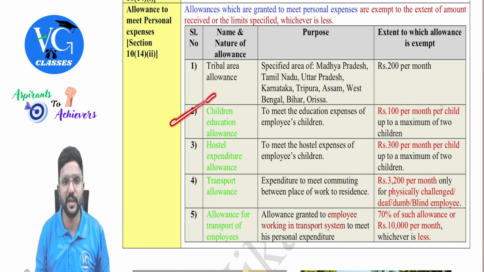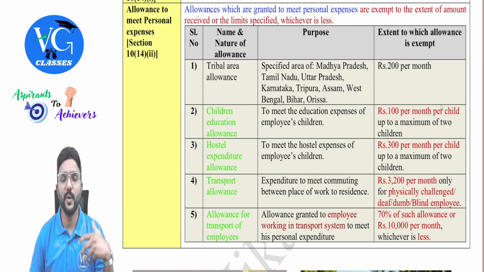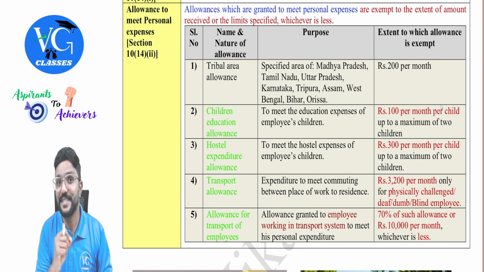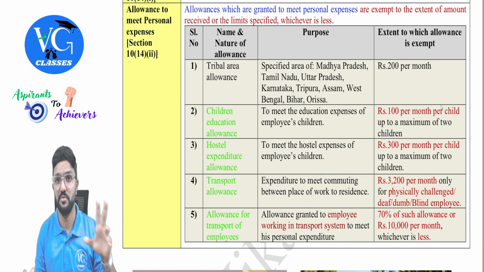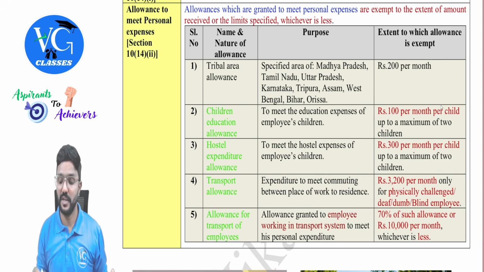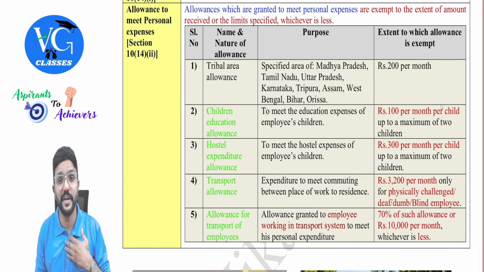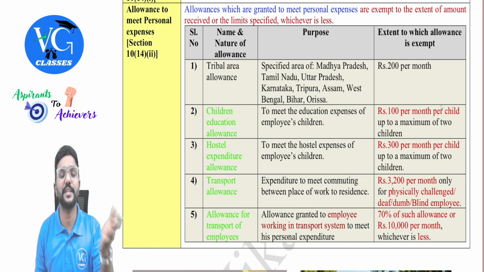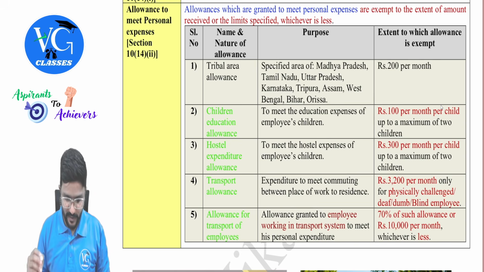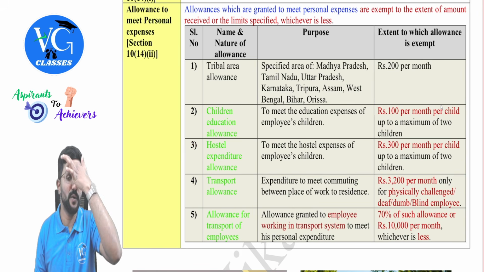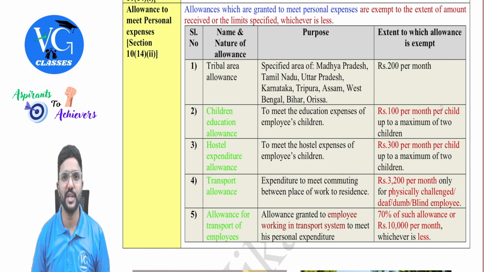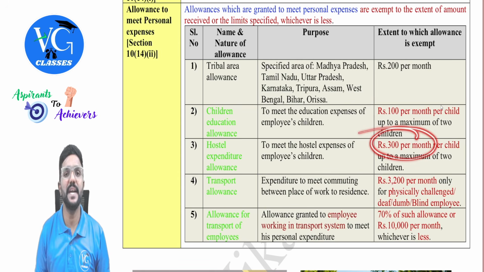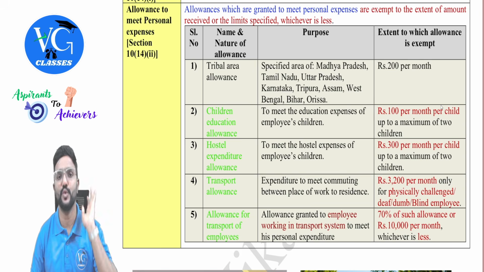Okay. Then children education allowance. If the employer is giving an allowance to meet the educational expenses of the employee's children, then an exemption is available for 100 rupees per month per child, but maximum 2 children. Huge exemption they are giving. You can see this is not even enough for the parent to meet the chocolate or pocket expenses of children. Okay. Hostel expenditure allowance. If the employer is giving any allowance to meet the hostel expenditure of the employee's children, then the exemption is available for 300 rupees per month per child for maximum 2 children.